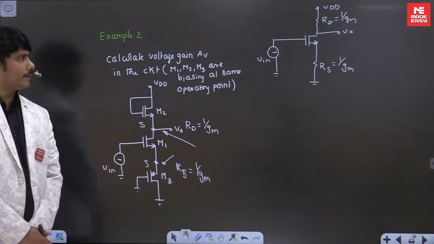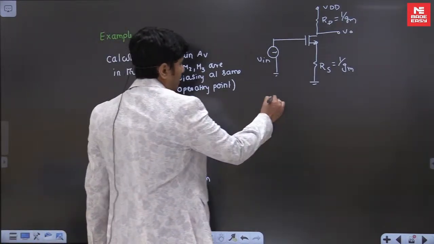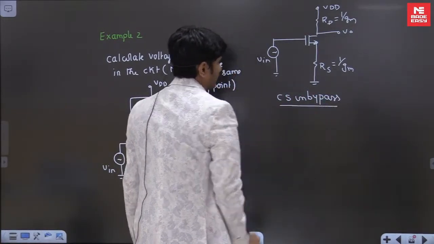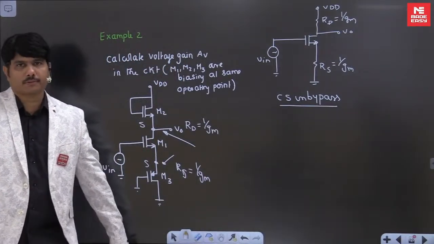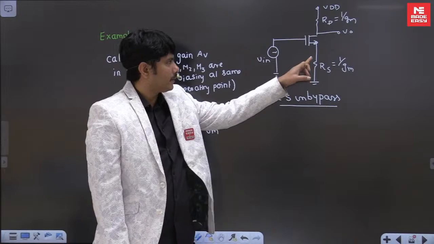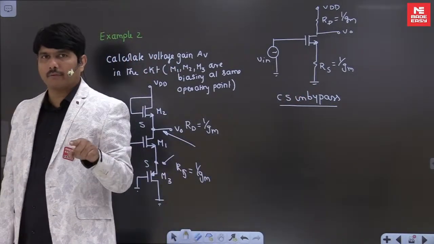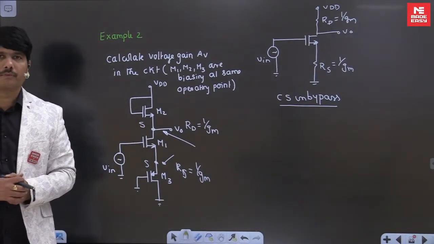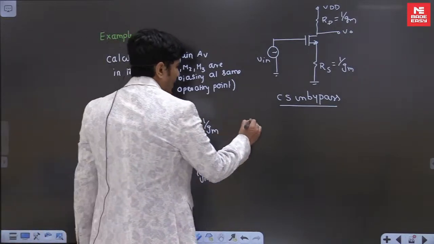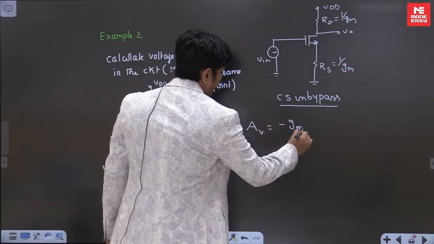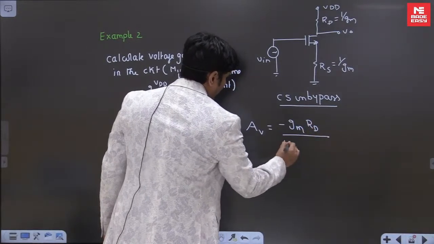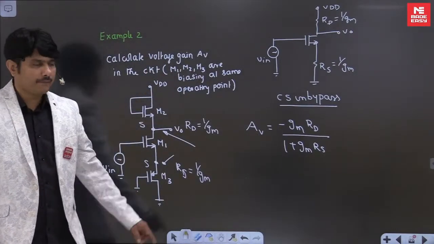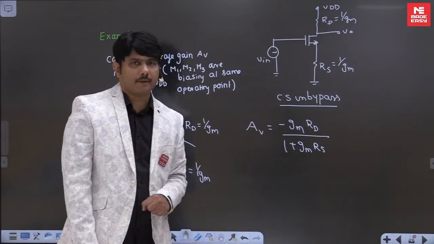But how is this circuit looking? It is just looking like a common source unbypassed amplifier. It's an unbypassed common source because the output you are taking from the drain, and there is an RS value. If RS is 0, we can say it's bypassed. Now it is unbypassed. You must know the formula to finish this answer. The unbypassed formula is minus GM into RD divided by 1 plus GM into RS. If you don't write this denominator, it's the bypassed formula.